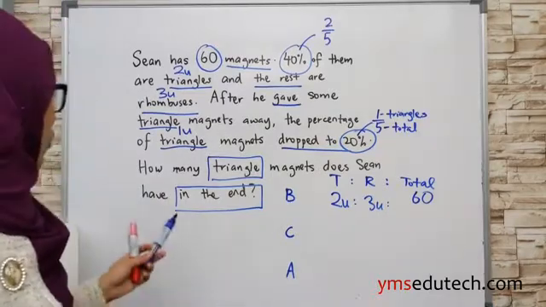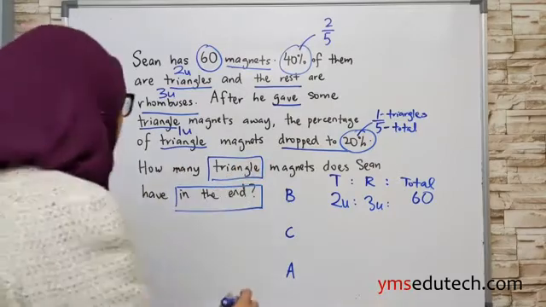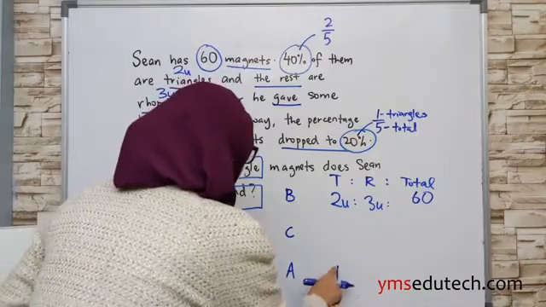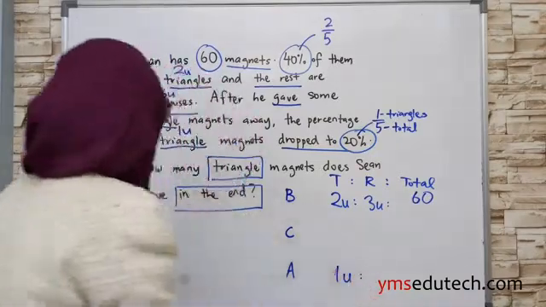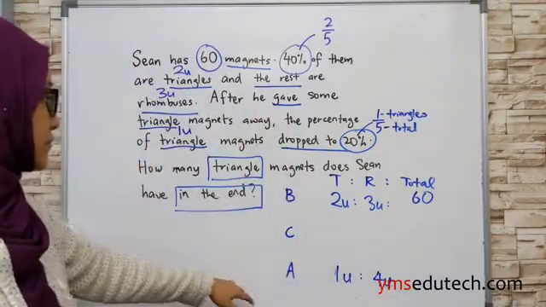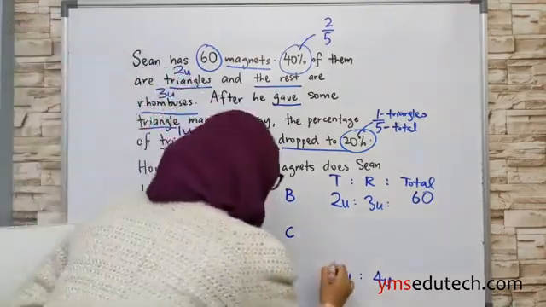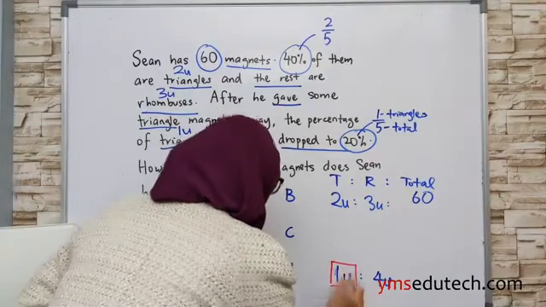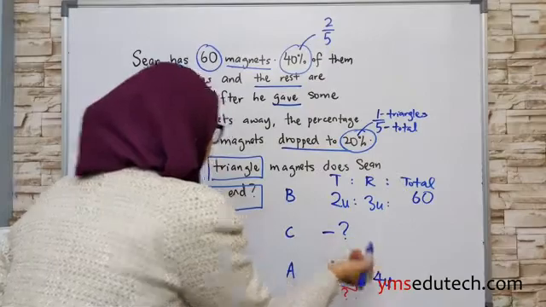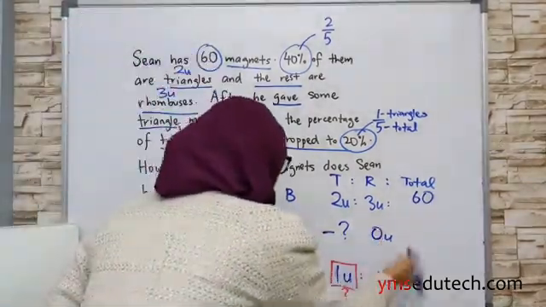Okay, then what happened? The percentage of triangle magnets dropped to 20%. Okay, so we have already written down the number of units of triangle to be 1 unit, and the rhombuses 4 units. We want to know how many triangle magnets Sean has in the end. I want to know this, question mark. So he gave away some of the triangle magnets, but there was no change to the rhombuses. So the change for rhombuses is 0 units.